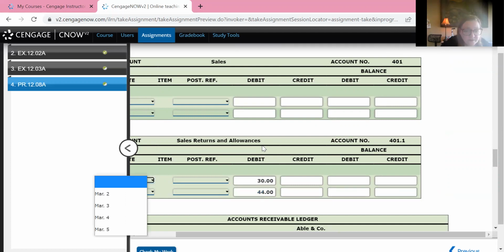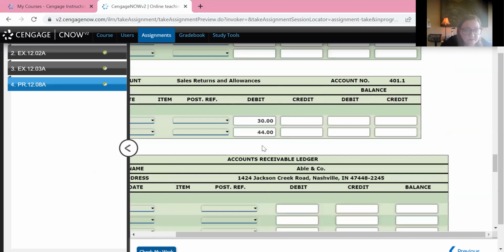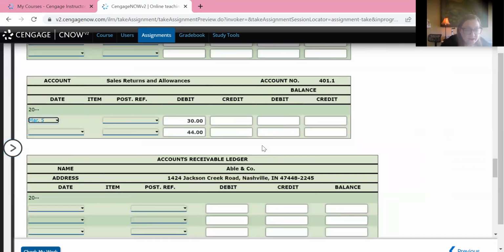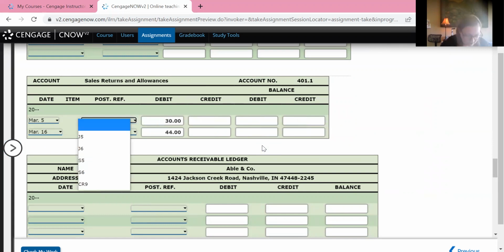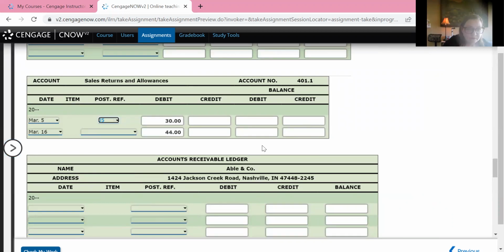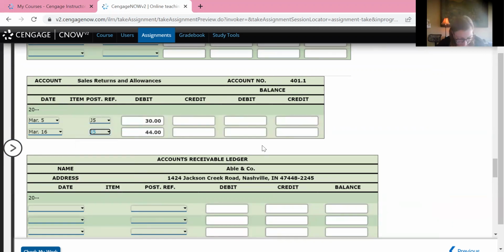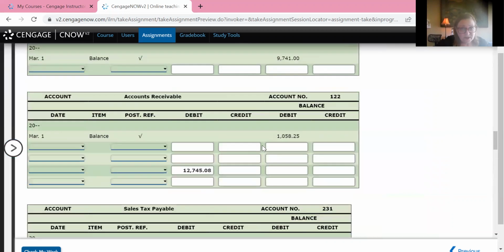March 5th. And the other one is March 16th. Those both came from the general journal. And so they put a post reference here of journal page 5. And when they put the J, that means general journal for them. And so both of them were on J5. I don't think they're going to count off if you don't put those. But so when we do the subtotals, we would be at 30. And then when we add another debit of 44, we'd be at 74. Okay, so that's your ending balance for sales returns and allowances because it's the only 2 transactions we had to them.